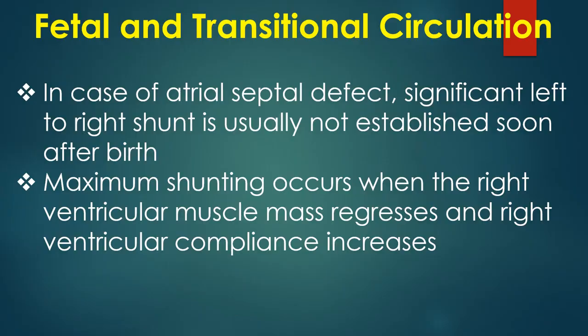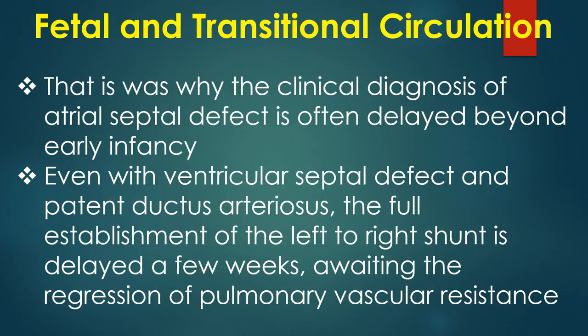In case of atrial septal defect, significant left to right shunt is usually not established soon after birth. Maximum shunting occurs when the right ventricular mass regresses and right ventricular compliance increases. That is why the clinical diagnosis of atrial septal defect is often delayed beyond early infancy.